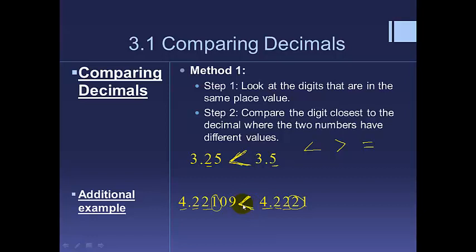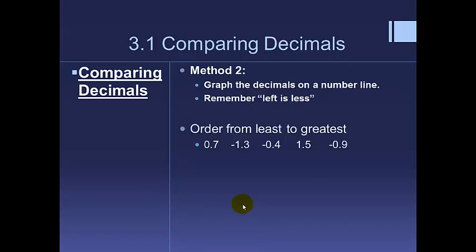Now, you're probably thinking, hey, I got this, it's okay, but you have to really be careful, especially when you get more than just a few digits, and especially when you have a negative in there. To me, this is the easiest, but the second method is to graph the decimals on a number line. The most important thing to remember is that wherever you put the ones furthest to the left is going to be less than.